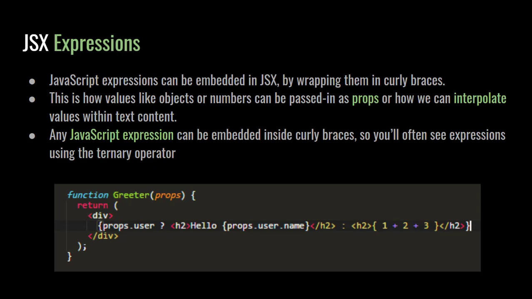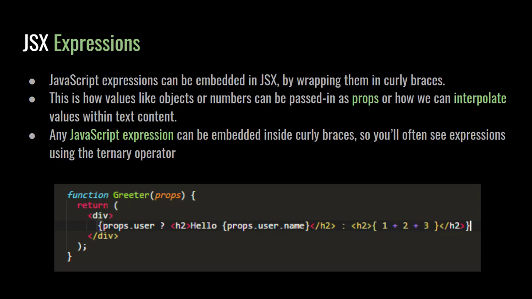In the same type of way, values or objects can be passed as props, and we can interpolate values within the text context. So we can use this concept called props, which we'll get into again later on, and we can get the value of them inside of our JSX by using this expression. So when we return the JSX, it'll be smart enough to understand that the curly braces need to be evaluated. So if you have 1 plus 2 plus 3, it evaluates to 6.